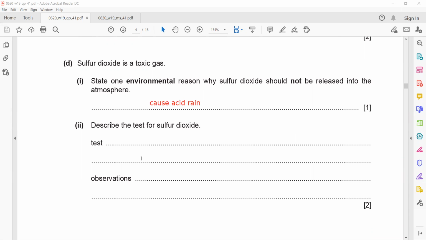Then describe a test for sulfur dioxide. So the test for sulfur dioxide is acidified potassium manganate 7. And the observation is it will turn from purple to colorless.